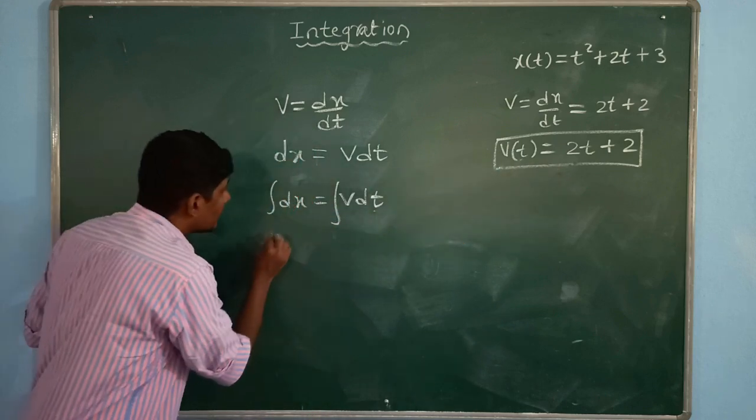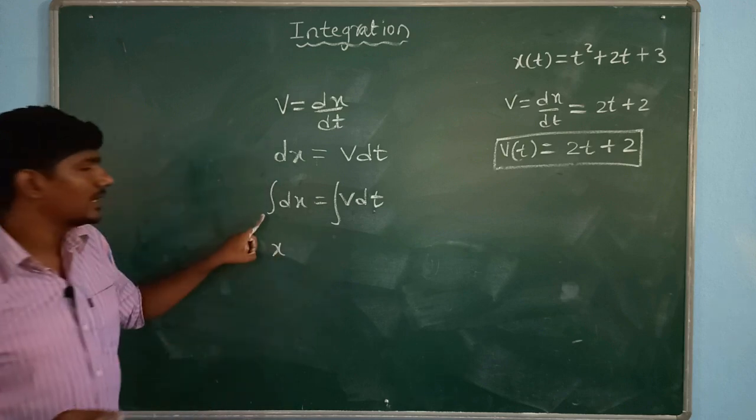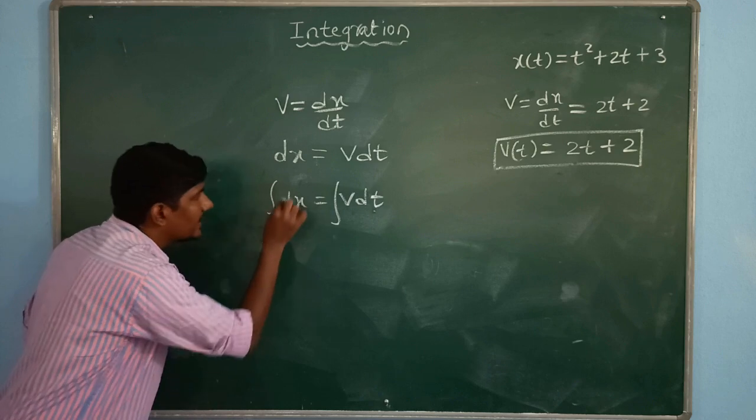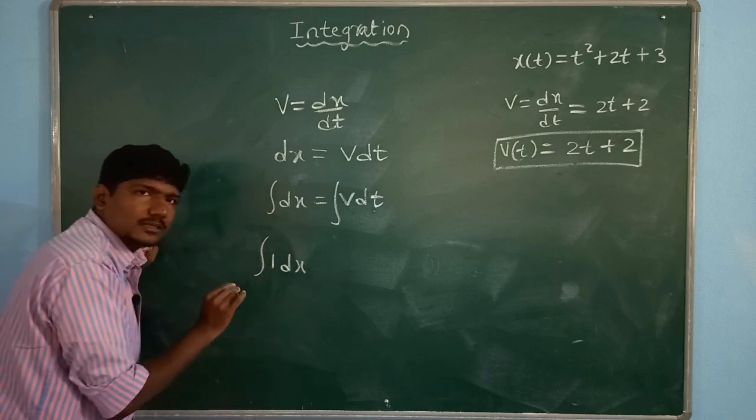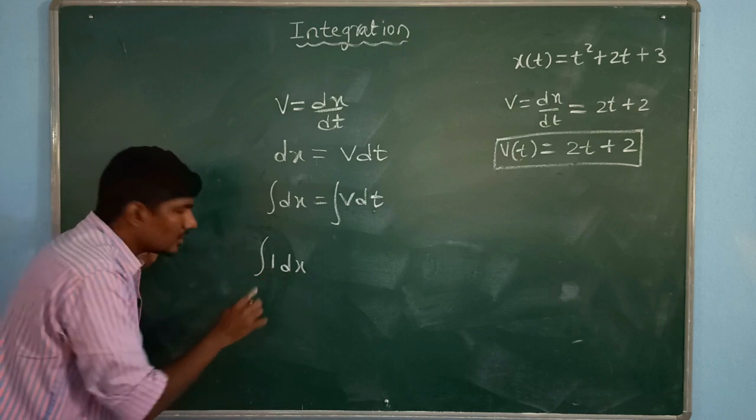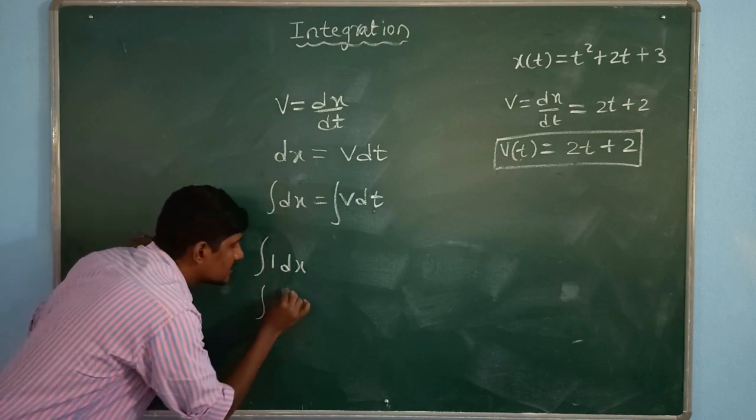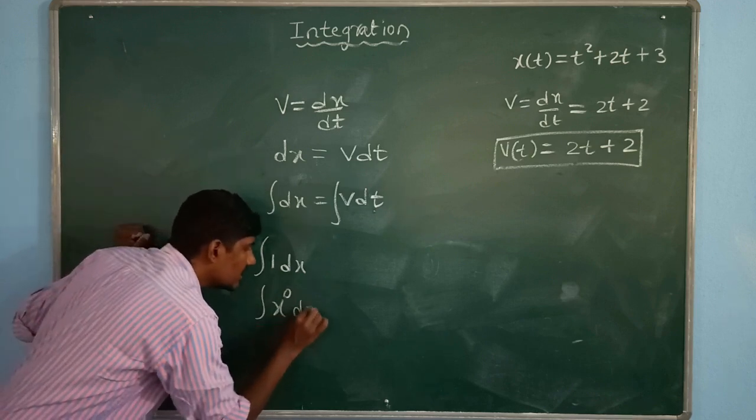Okay, so here integration of dx is what? Remember this, integration of dx is x. Integration of dx means it is 1 into dx. You can think like this, right? 1 into dx. So 1 means I can write it as integration of x raised to 0, because x raised to 0 means 1. So we can do this.